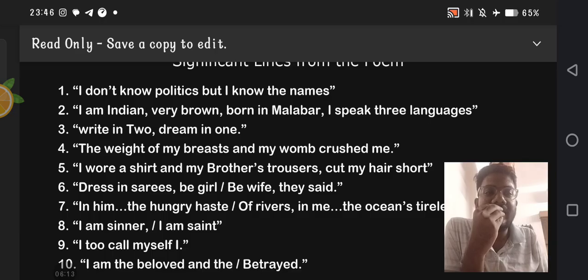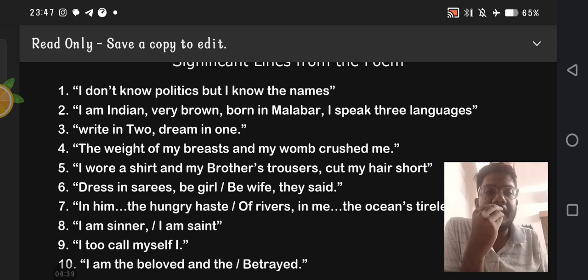So it's just self-assertion where she introduces herself, right into "Dream in one," as I've already explained, right in two languages, Tamil, English, "Dream in one, as every human being does." "The weight of my breasts and my womb crushed me." So all these feminine parts were the ones she is suffering, being objectified, who's forced to just take up all these deeds.